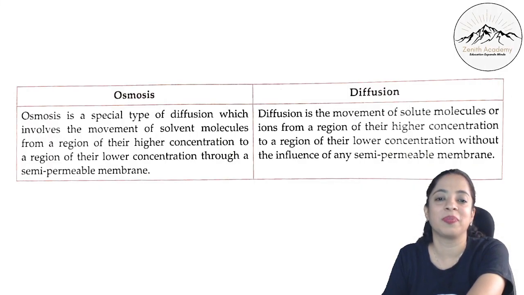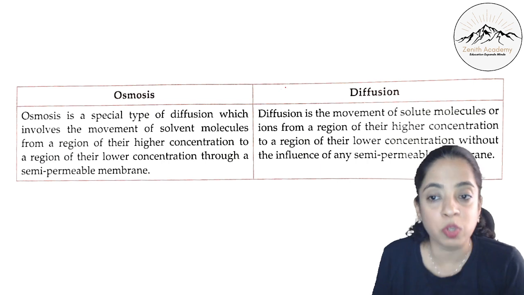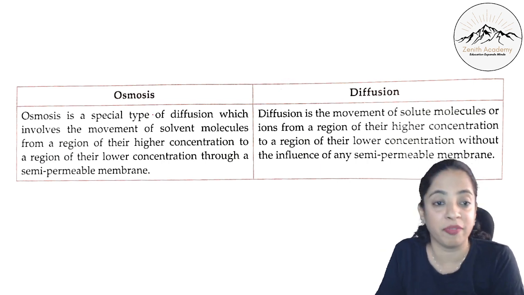So let's begin and see the difference between type of questions from the chapter Absorption by Roots, ICSE class 10 biology. So the first and very basic question is osmosis and diffusion. So give the difference between osmosis and diffusion. You can directly write the definition.